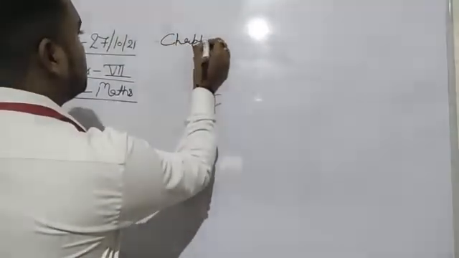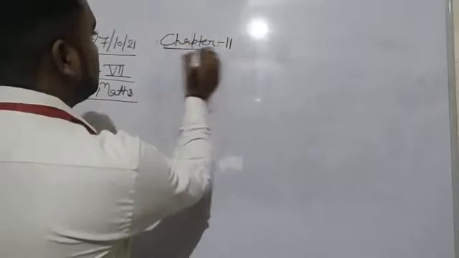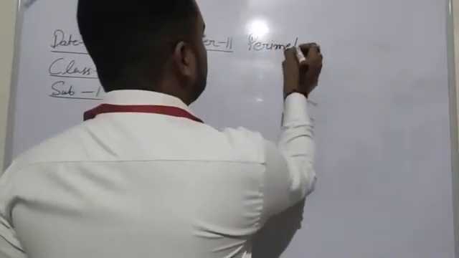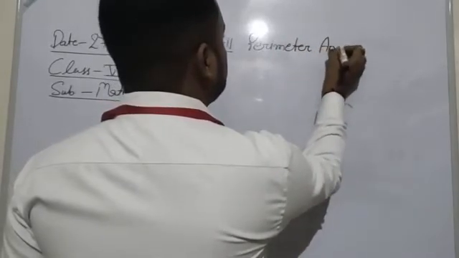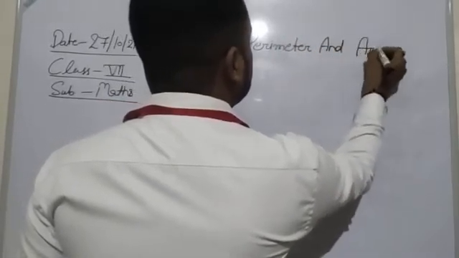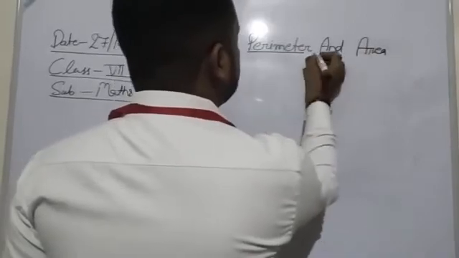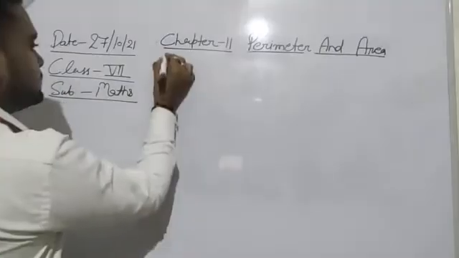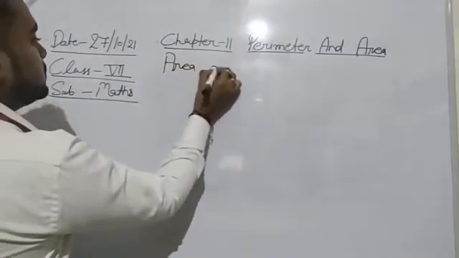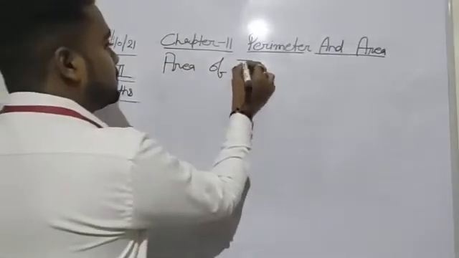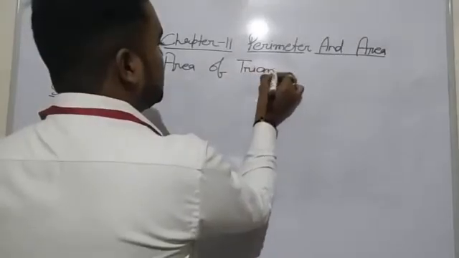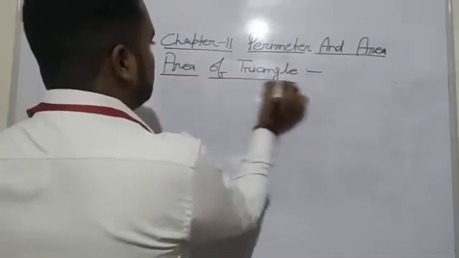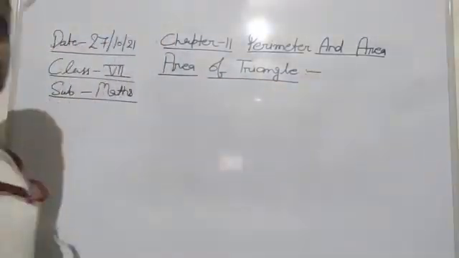Chapter 11. Perimeter and area. Topic for today is area of triangle. Area of triangle.